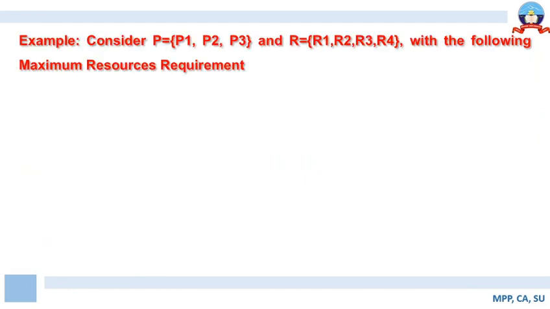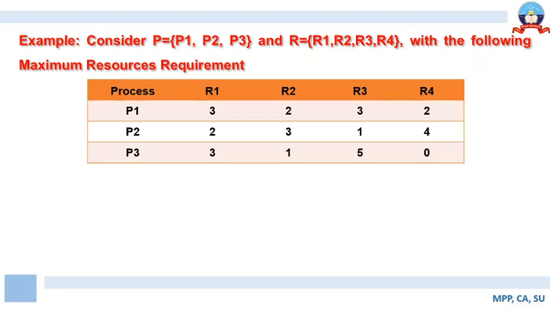Now let us consider a little complex problem. So here let us consider we have three processes, P1, P2, P3 in the process set, and we have four resources, resource 1, resource 2, resource 3 and resource 4 in the resource set. So we have the process set and we have the resource set, and we have the resource requirement of each of the processes. We have resource requirement for P1, for P2, for P3. So resource requirements are in terms of R1, R2, R3, R4.